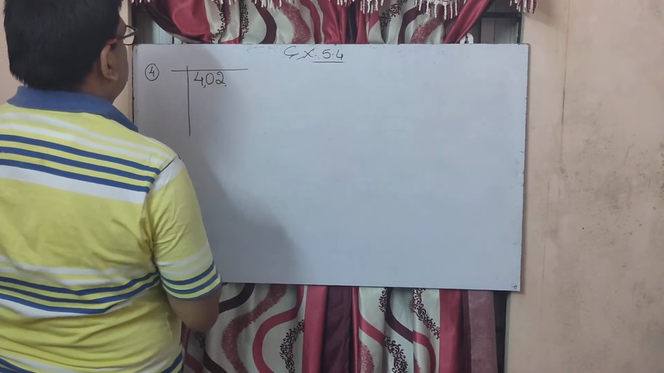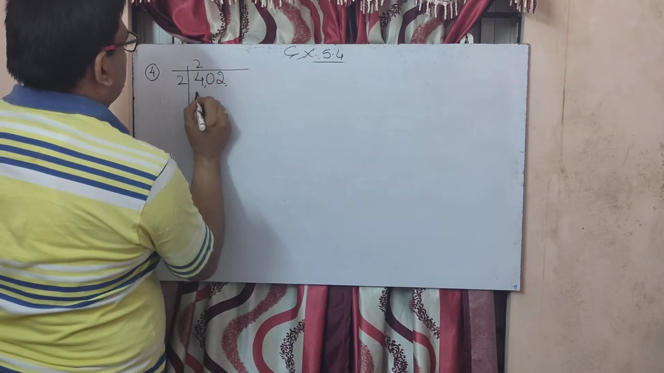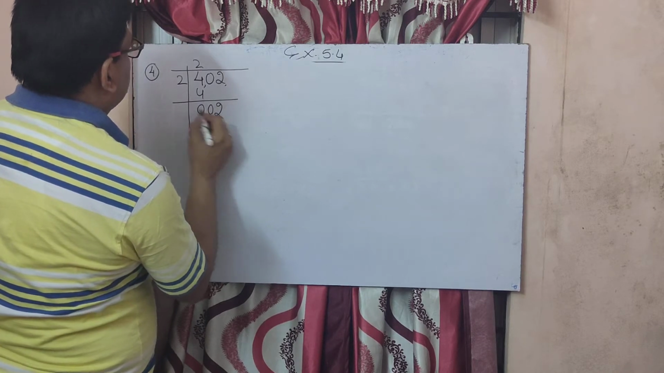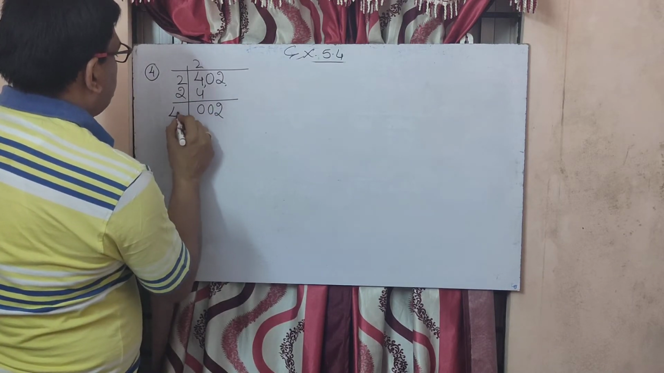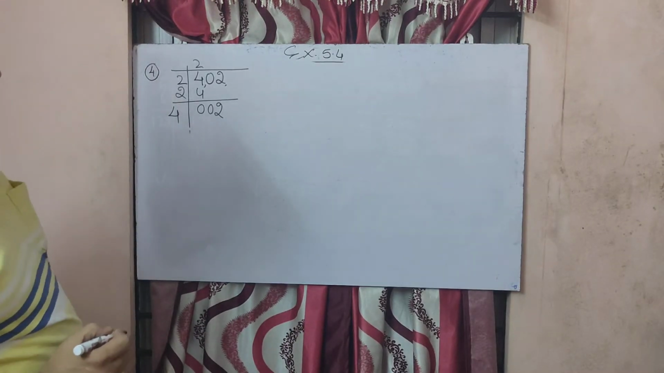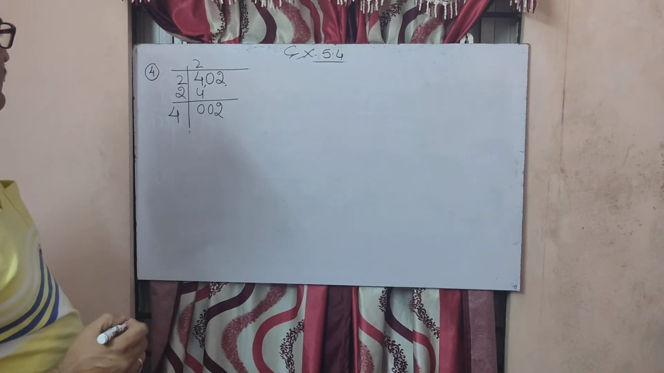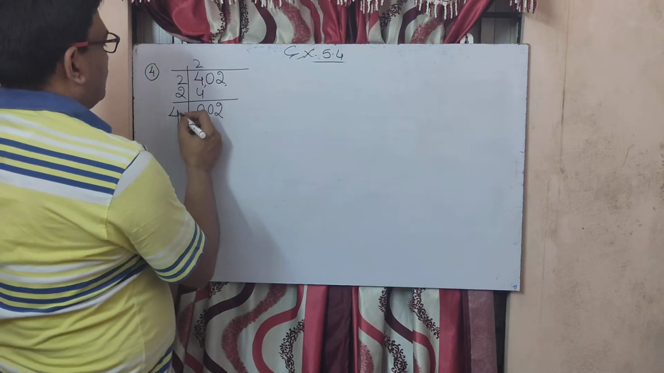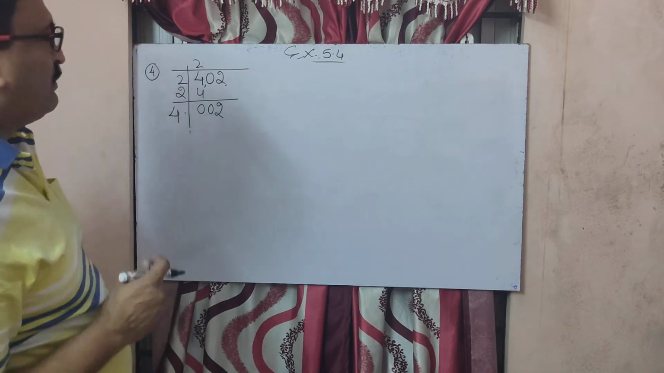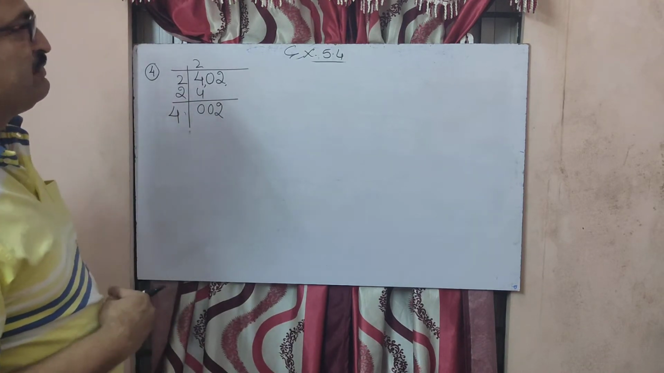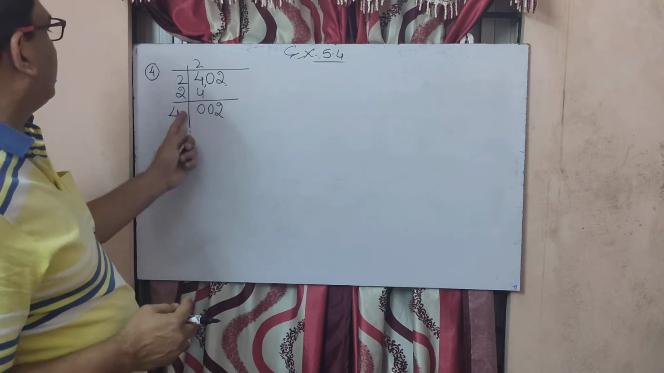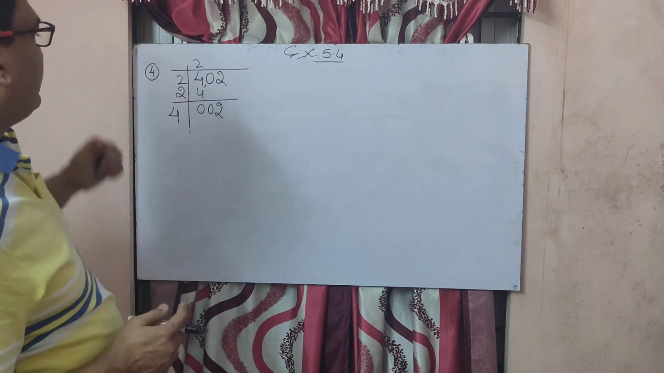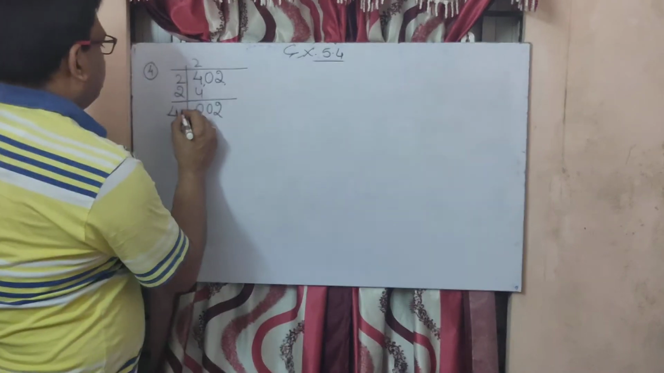So 1 and 2. Now 2 2s are 4, subtract, 0. Take 02 down. So 2 down here. 2 plus 2 is 4. Now what should be written here to get a perfect square? What should we write here? Now 02 is there. Let us write 0 here.